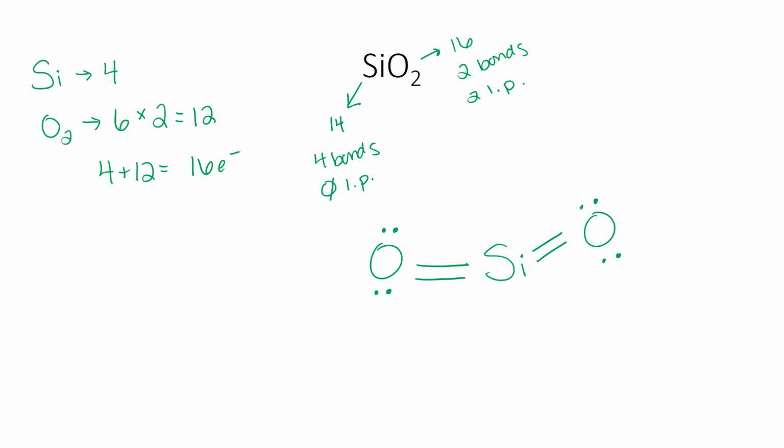Okay, now check. 16 electrons. 2, 4, 6, 8, 10, 12, 14, 16. Good. Silicon. 2, 4, 6, 8 is good. Oxygen, 2, 4, 6, 8. 2, 4, 6, 8. Everything's good.